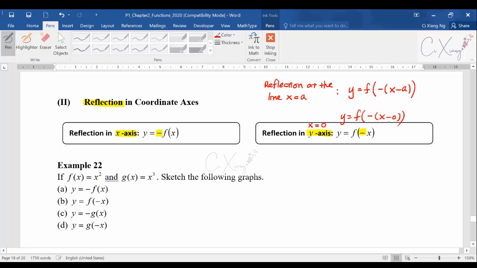But we usually don't write x equals 0, right? So we will denote it as the y-axis now. The concept is generally the same, it just simplifies to become reflection in the y-axis. But I do realize that some questions might want you to do the reflection at the line x equals a, so I think it will be better if I add it here. Please make sure that you take note of this part. Alright, let's continue to example 22.